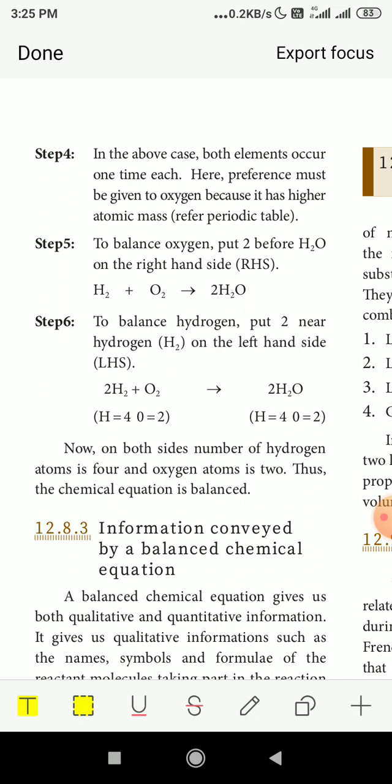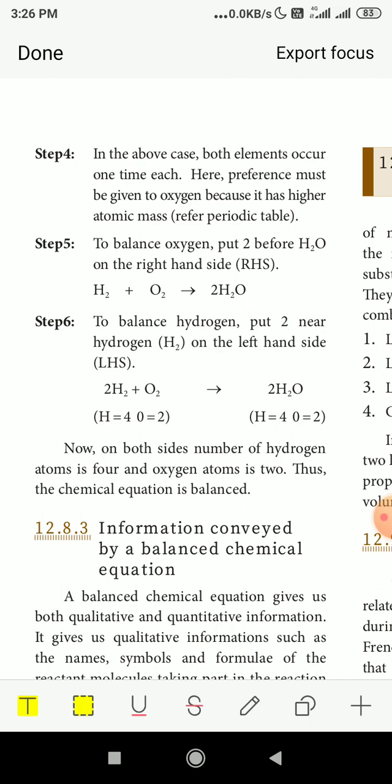To balance hydrogen, put 2 near the hydrogen on the left hand side. So hydrogen becomes 4 and oxygen becomes 2. Now on both sides the number of hydrogen atoms is 4 and oxygen atoms is 2. Thus the chemical equation is balanced.